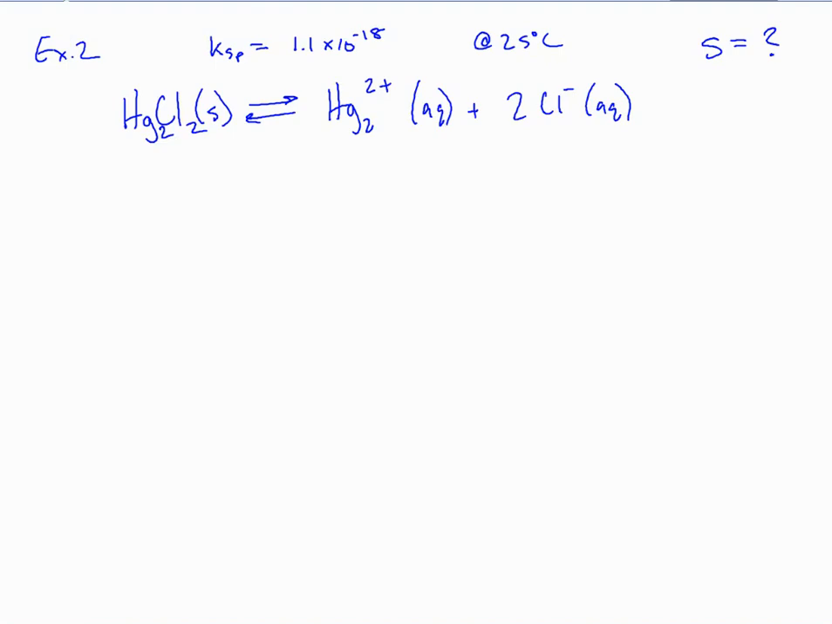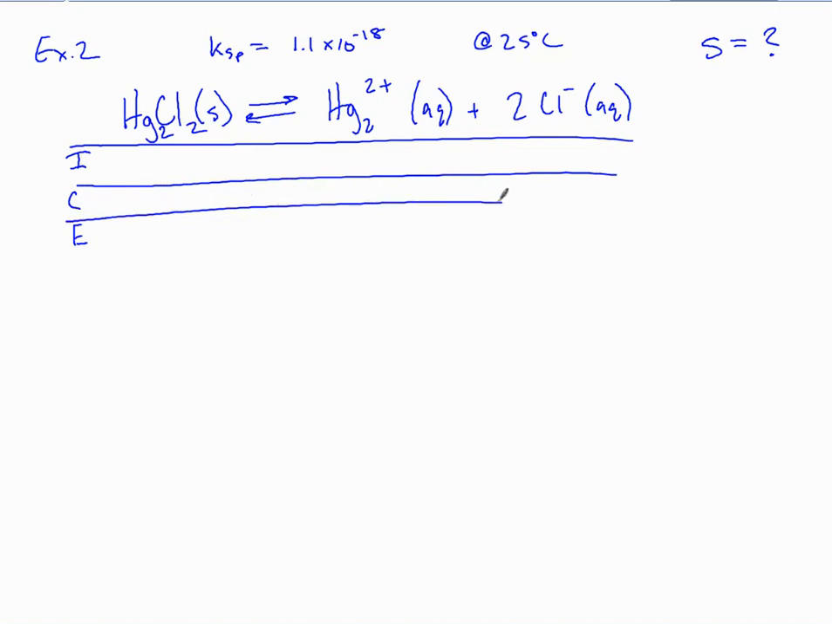So let's go ahead and make an ice chart here. Kind of a tight chart. All right. So at the beginning, we have a certain amount, and we're about to put it in the water. There is no mercury 1 in the water. There's no chloride in the water.